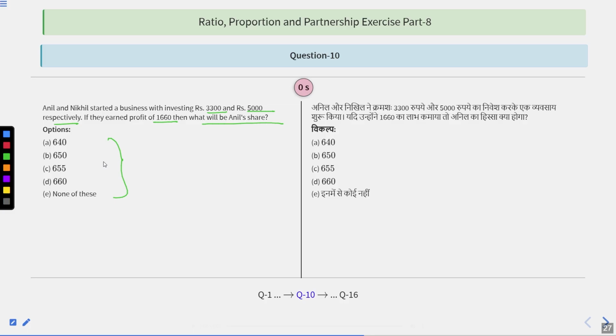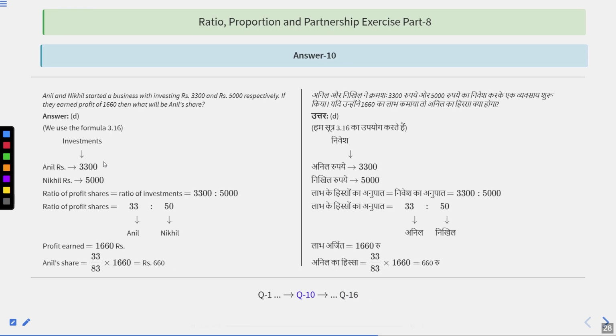Now time's up. Let's see the solution. The question says that we are again using formula 3.16, which says that profit share will always be equal to the investment multiplied by time. Clear? So Anil's share is 3,300, Nikhil's share is 5,000. Clear? So the profit share is equal to the ratio of the investment if time is constant. In this case, time is equal. Both are investing for equal time.